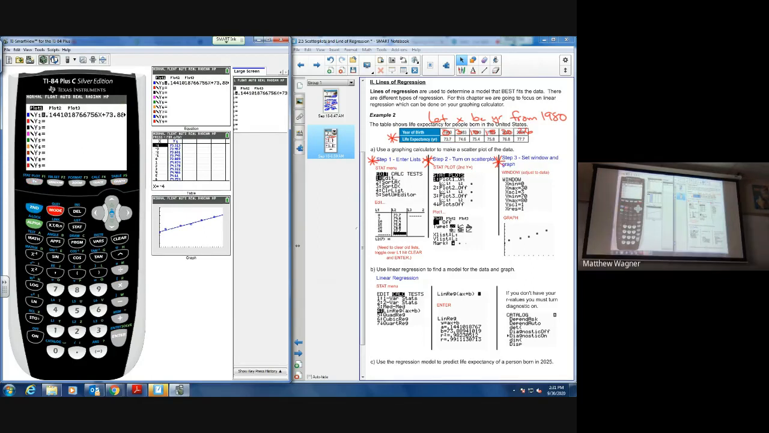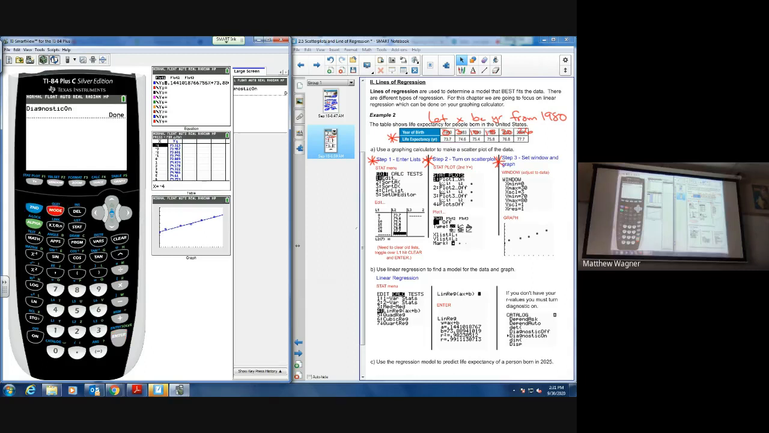But I wanted to go back to our calculation screen. The one thing I did want to point out is if you notice when we ran our regression, it didn't tell us an R value. So if we go down to our catalog, which is second 0, arrow down to D's and find your diagnostic. We're going to arrow down a little bit, find diagnostic on, and you're going to want to hit enter twice.